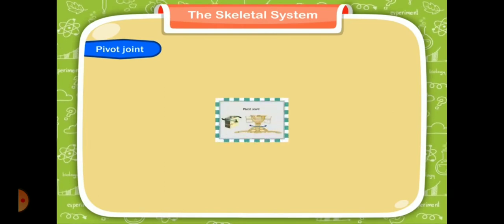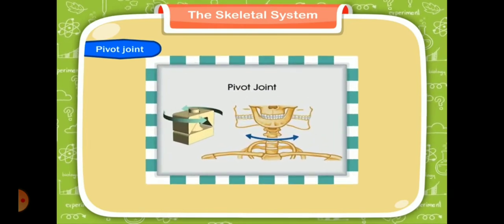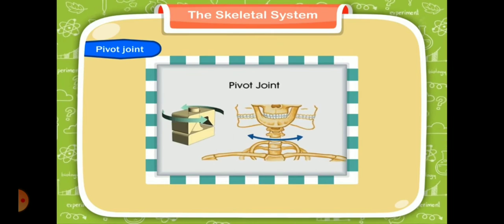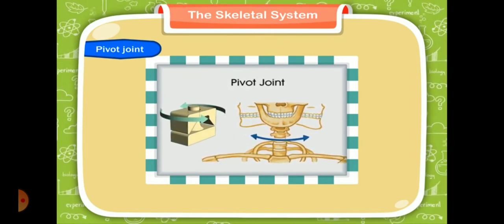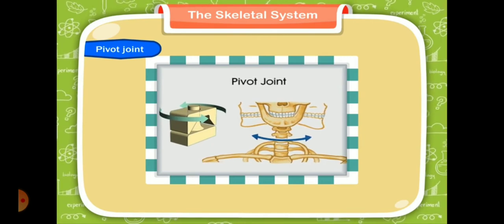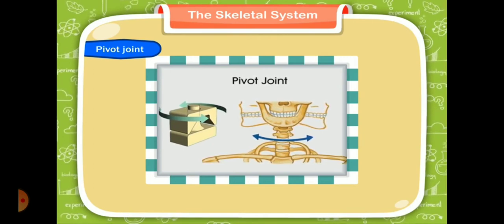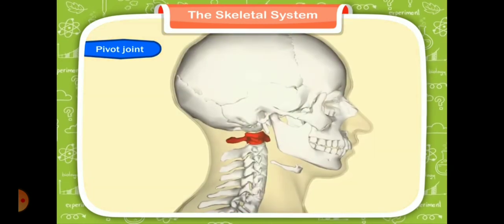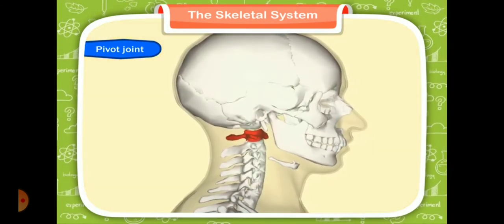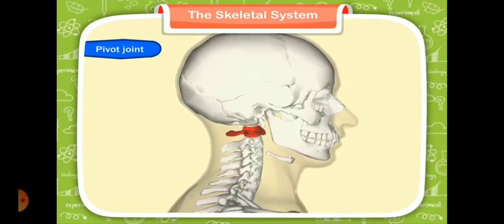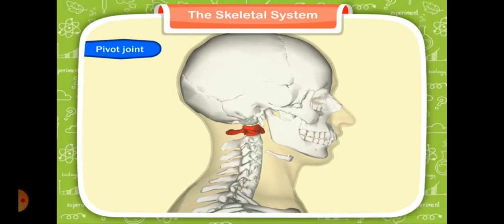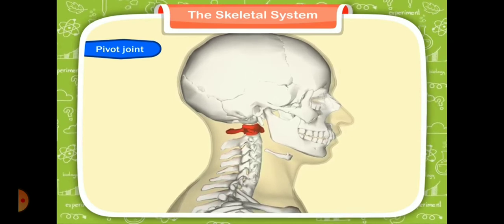Pivot joint. There is a joint between the skull and the first 2 vertebrae of the spine. It helps to move our head upward, downward, and sideways. This joint is called the pivot joint. In pivot joint, a rounded or conical surface of the bone is inserted into a ring made in another bone. This allows only the rotational movement.